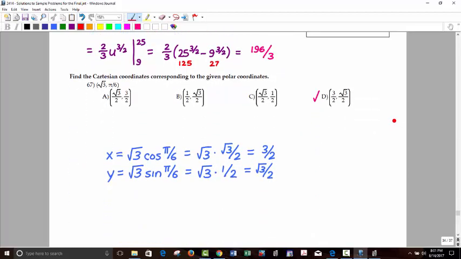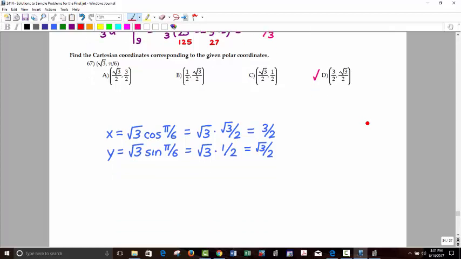67. Cartesian coordinates corresponding to polar coordinates. Formulas are on the formula sheet, they're not written here, but I'll just say them verbally. x equals r cos theta, y equals r sine theta. So they're in polar form. The r would be square root of 3. Theta would be pi over 6.